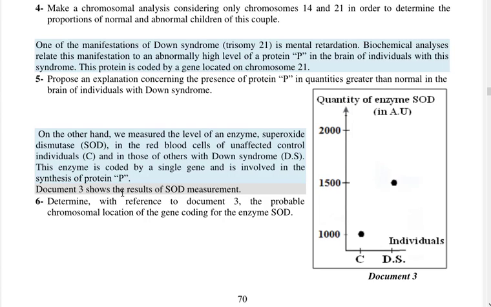Biochemical analysis relates this manifestation to an abnormally high level of protein P in the brain of individuals with this syndrome. This protein is coded by a gene located on chromosome 21. So those retarded children have a high level of a protein called protein P found in their brain. This protein is coded by a gene. So what causes this protein to be secreted is a gene found on chromosome 21.